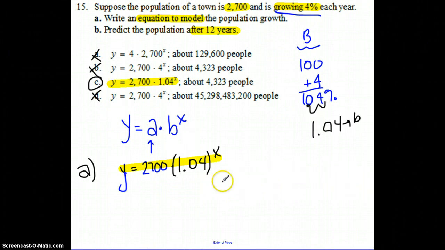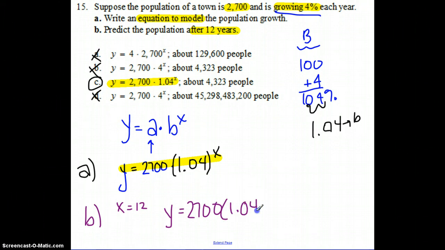So if they want us to check it in 12 years, we're actually on B going to have to use x equals 12. So that means my y is still there, 2,700. 1.04 is going to be raised to the 12th. So 2,700 times 1.04 raised to the 12th, and you end up with 4,322.78699.